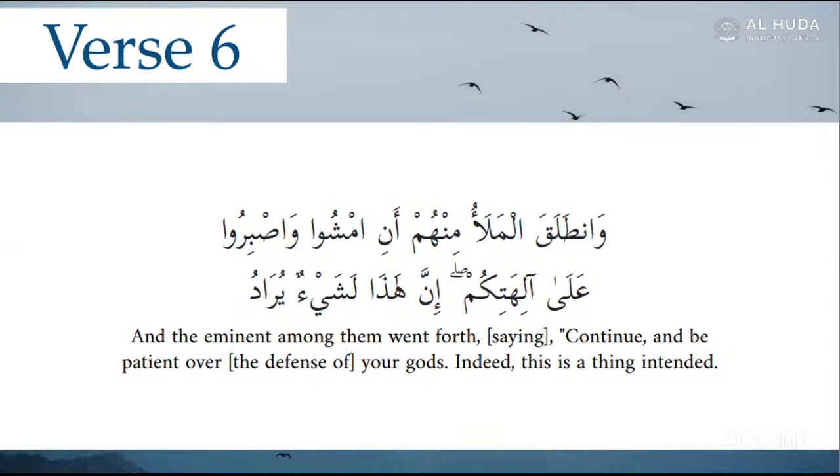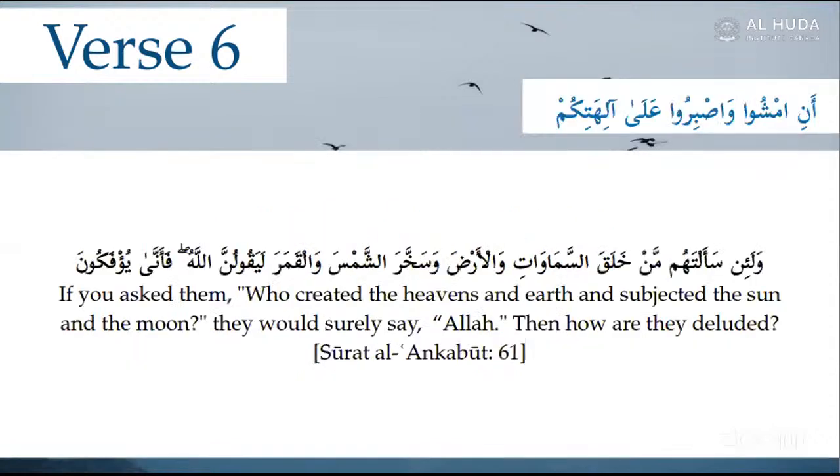Because we learn also in Surah Al-Ankabut, verse 61, وَلَئِن سَأَلْتَهُمْ مَنْ خَلَقَ السَّمَاوَاتِ وَالْأَرْضَ وَسَخَّرَ الشَّمْسَ وَالْقَمَرَ لَيَقُولُنَّ اللَّهُ فَأَنَّى يُؤْفَكُونَ. If you ask them who created the heavens and the earth and subjected the sun and the moon, they would surely say, Allah. Then how are they deluded? So yes, they have some level of recognition of Tawheed Rububiyyah. They know Allah is Rabb, meaning Khaliq, Malik, Mudabbir. The issue is they don't accept Tawheed Uluhiyyah. They set up co-equals with Allah. They think other beings also have divinity.